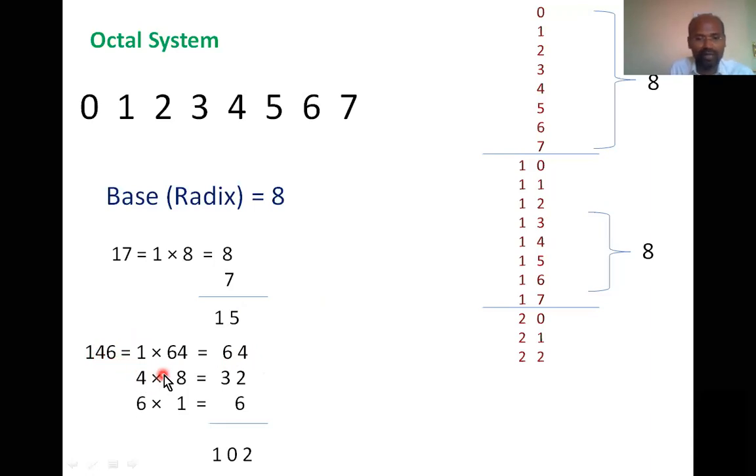All the symbols means 8 symbols, used 4 times. Is it right? All the symbols means 8 into 4 times. So 1 into 64 is 64, and 4 into 8 is 32. And what is the 6? We are on the symbol 6, so 6 into 1 is 6. So totally what is the answer? 64 plus 32 plus 6, 102. So 102 is the answer.